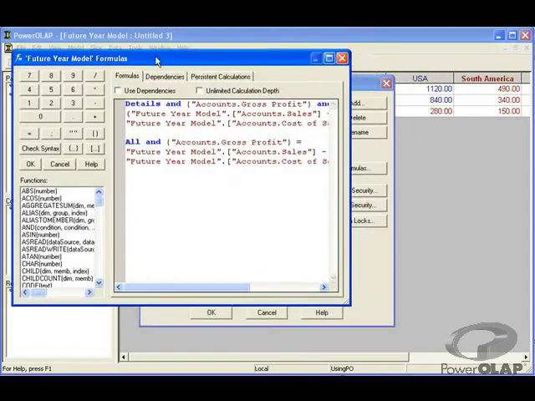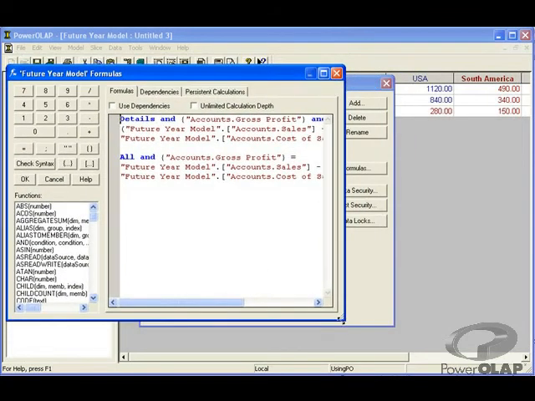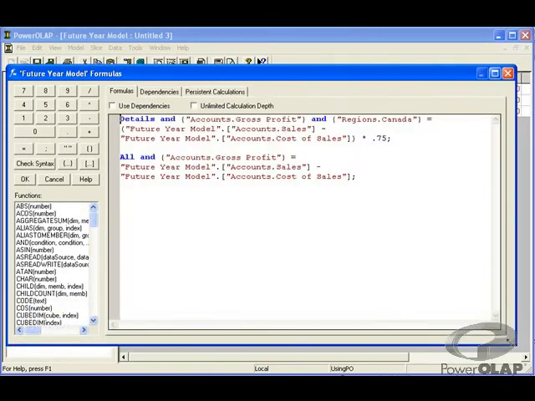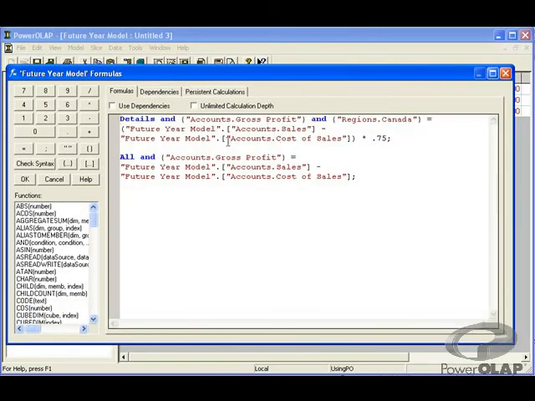We currently have two formulas defined, for the gross profit for Canada and for the general gross profit for the rest of the regions. In this example, we have details and all. As we discussed earlier, those determine what members get calculated based on whether they're aggregates or details or all. In this example, gross profit and regions Canada also limit the left-hand side of the formula.